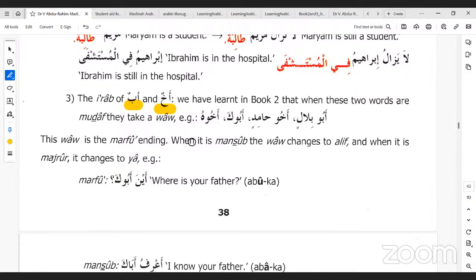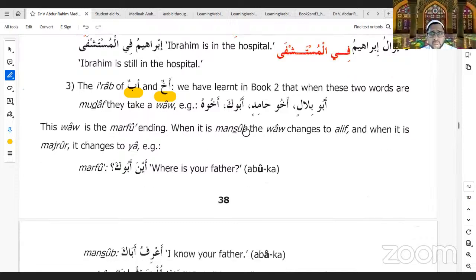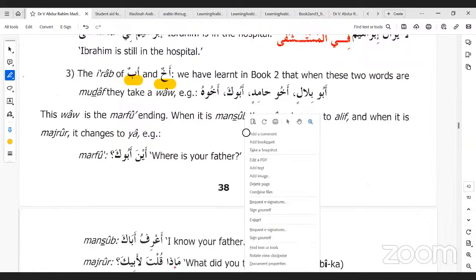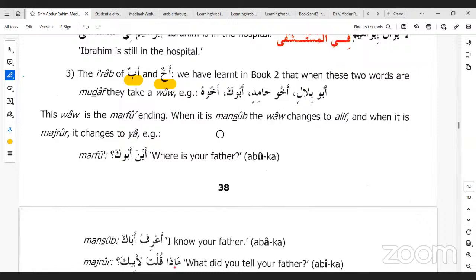Continue now. Bismillah. The i'rab of abun and akhun. We have learned in book 2 that when these two words are mudaf, they take a waw. For example, akhuhu, abuka, akhu Hamidin, Abu Bilalin. This waw is the marfu' ending. When it is mansub, the waw changes to alif, and when it is majroor, it changes to ya.